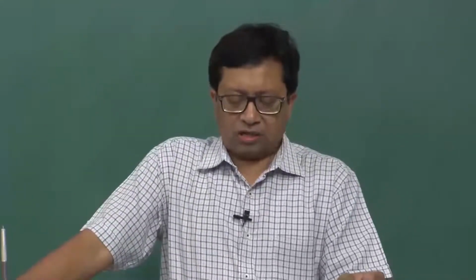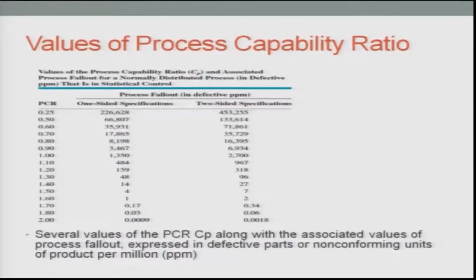So, now we are considering the process capability ratios and the associated process fallout depending on the overall errors which you have. The process capability ratios are given in the first column, PCR, starting from 0.25 till 2, then one-sided specification and two-sided specification would be given.